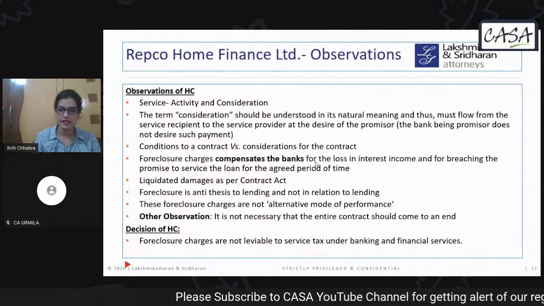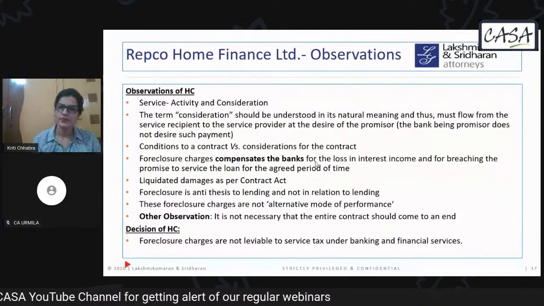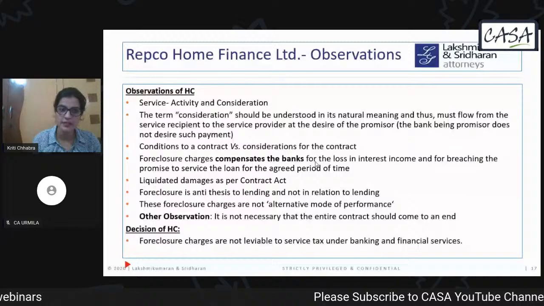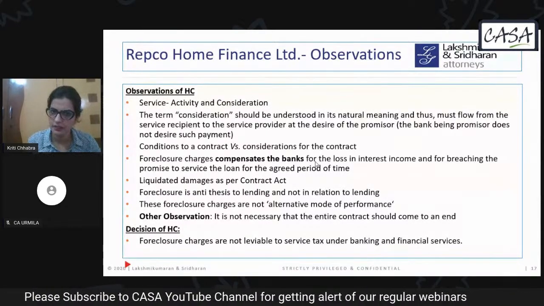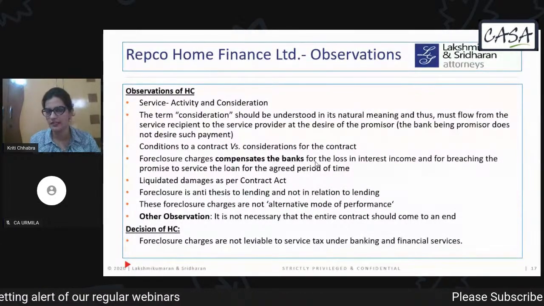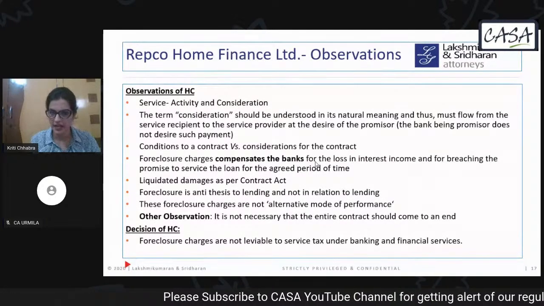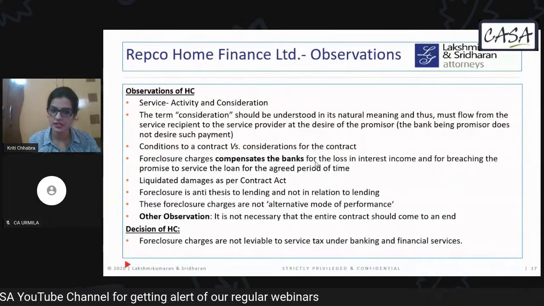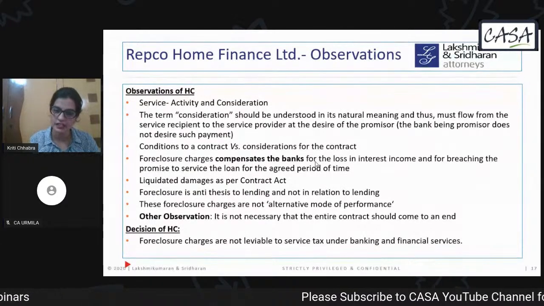They also observed there is a difference between a condition of contract versus consideration of contract. So they say every condition cannot be a consideration of contract. This is part of a condition on a contract that you cannot discontinue with this loan before that period, and therefore this cannot be said to be consideration because this is merely a condition of contract. For that purpose, CESTAT also relied upon Bhayana Builders and Intercontinental Landmark judgments. Next, the court observed that these foreclosure charges compensate the bank for the loss in interest income and for breaching the promise to service the loan for the agreed period of time.